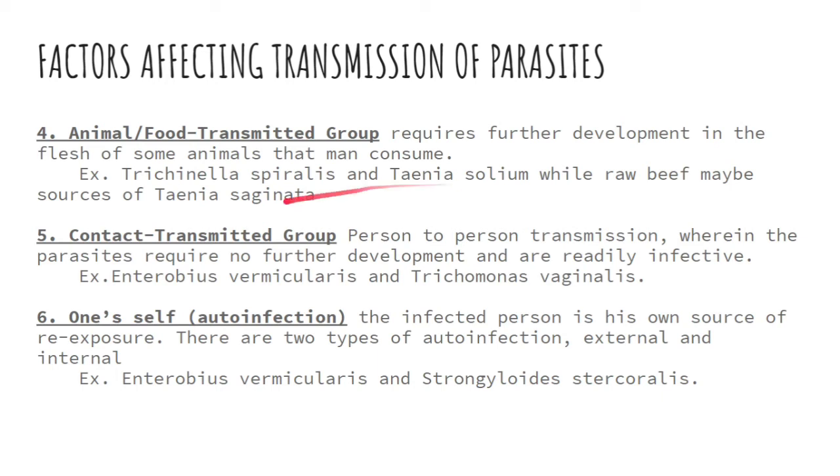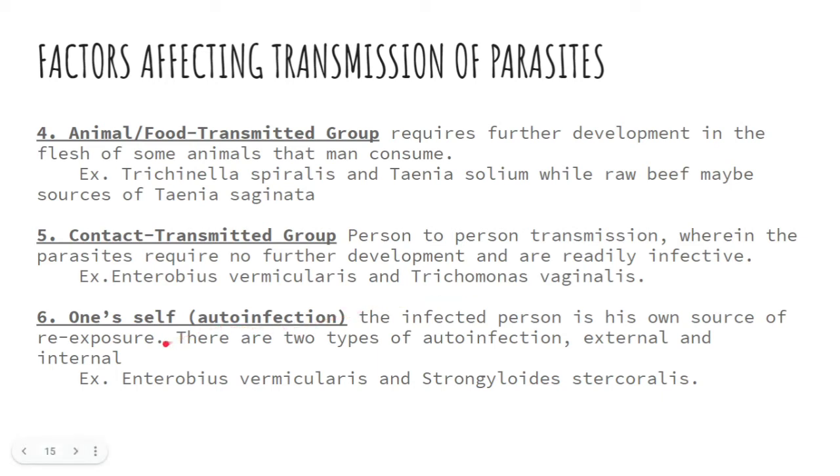Okay? Then we also have the contact transmitted group. Person-to-person transmission wherein the parasite requires no further development and is readily infective. A good example of the contact transmitted group is your Enterobius vermicularis and Trichomonas vaginalis. Si Enterobius vermicularis po, ang kanyang mode of transmission is direct contact pwede, and also inhalation. So, contact din yun, di ba? And si Trichomonas vaginalis po can be transmitted sexually. So, contact din, di ba? Ang sexual interaction is also a type of contact between person to person.